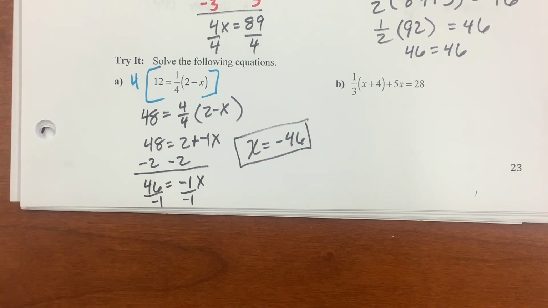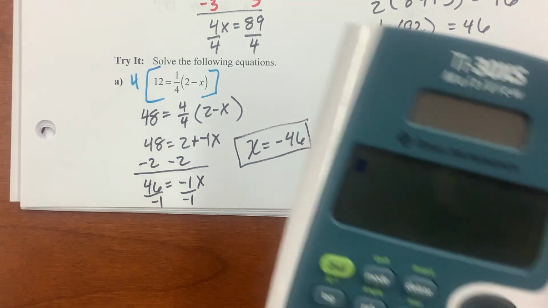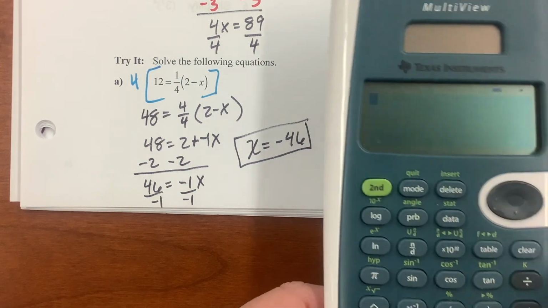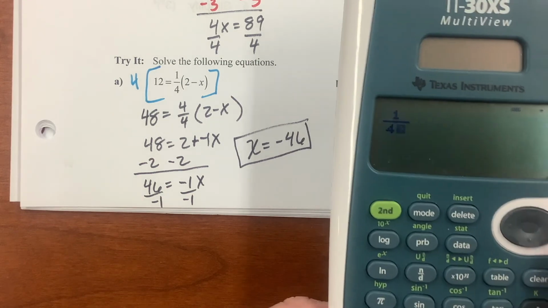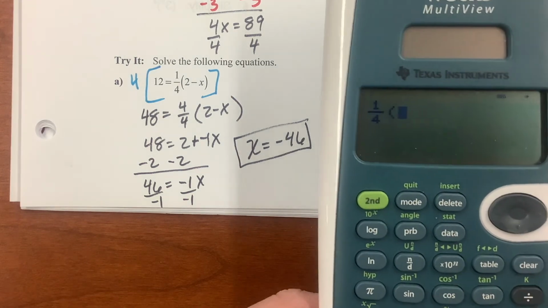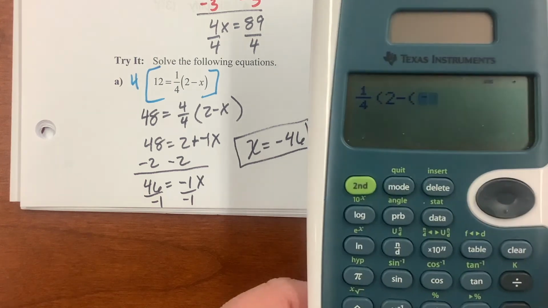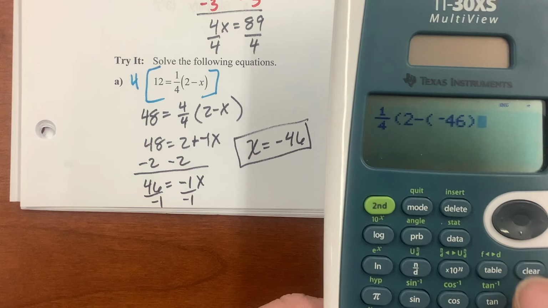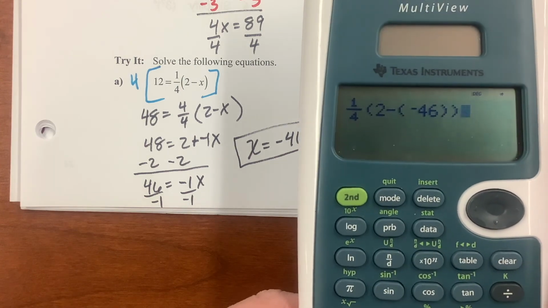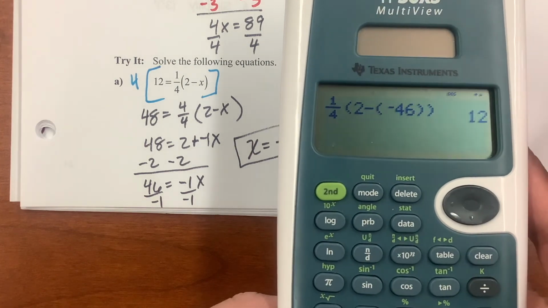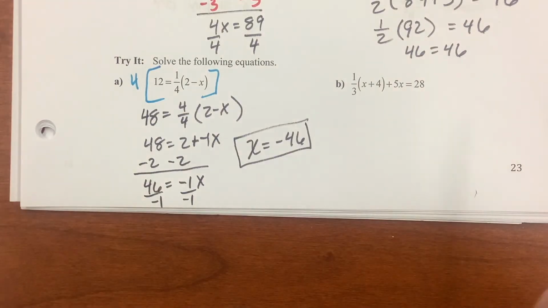Again, I know you don't trust me, but let's do the problem. Here we go. 1/4 times, parentheses, 2 minus, parentheses, negative 46, close the parentheses, checking everything, and ba-dam, 12. It works. Crazy is good.